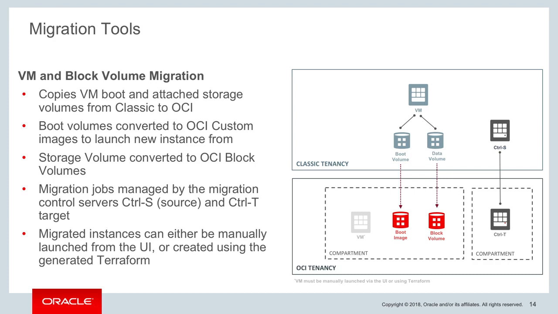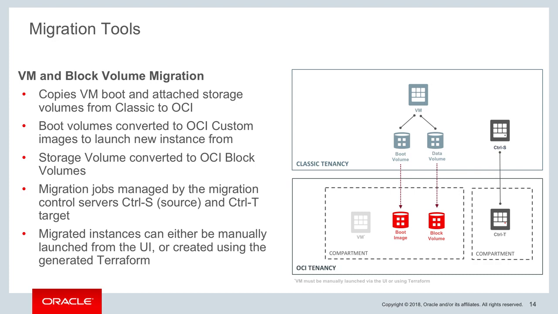The boot volumes are first converted to an OCI custom image, which is then used to launch a new instance. Storage volumes are converted to OCI block volumes on the OCI side. And the migration jobs are basically managed by the migration control service.